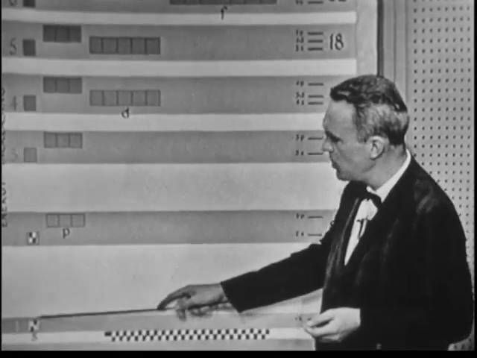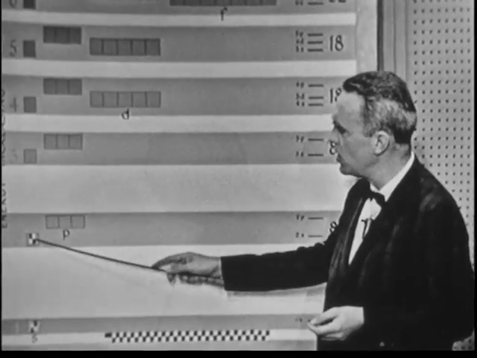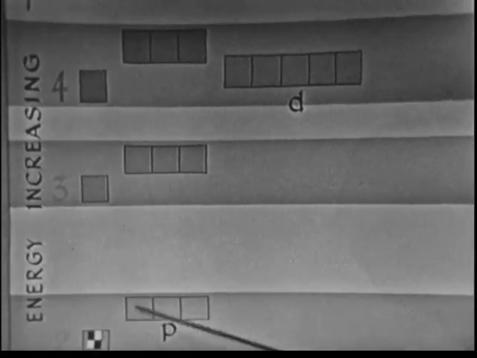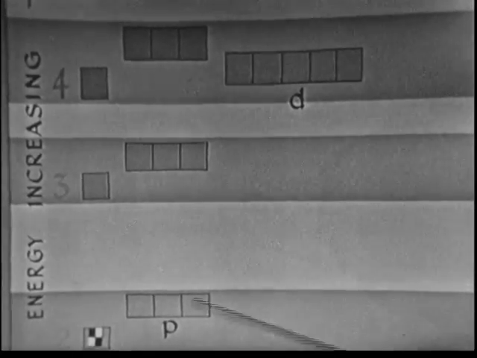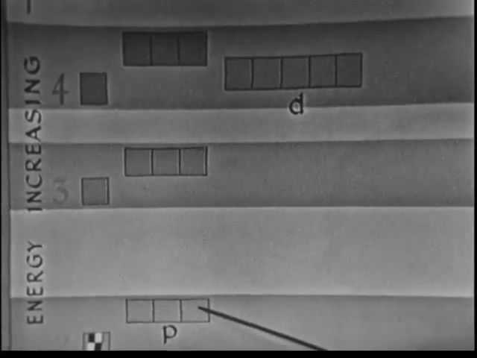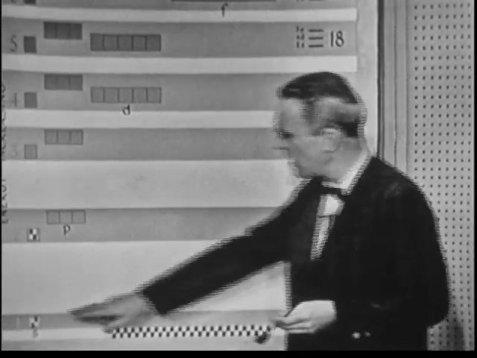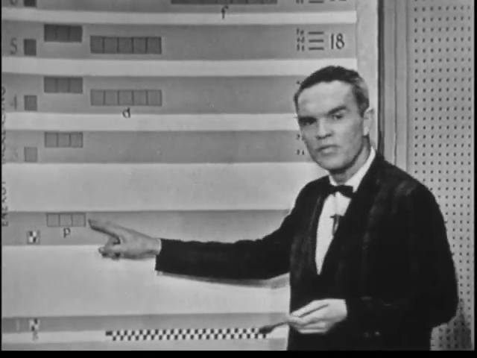Those 10 electrons would be distributed 2 here, then 1, 2, 3, 4, 5, 6 here. That makes 2, 4, 6, 8, 10. Sodium ion then would have its electrons here, here, and here.